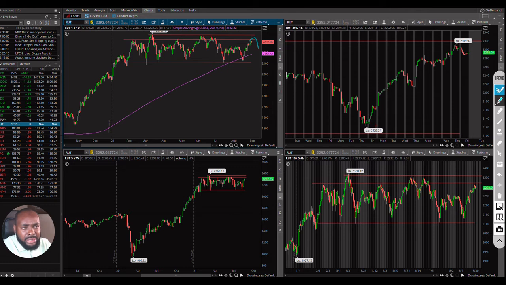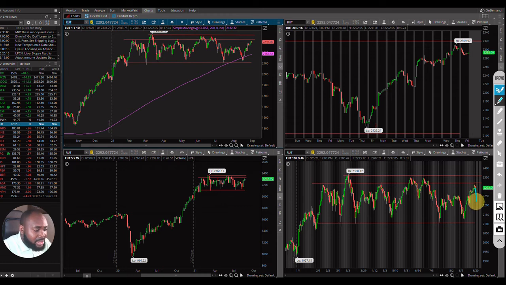But at some point, I do believe that the Russell 2000 will break out and small cap stocks will continue to make a bigger move to the upside. Weekly chart still very strong. No sign of weakness on the 4-hour. Yes, we ran up, a very nice move here, and pulled back down as we approach this first level of resistance right here. So the risk is a little bit high right now.